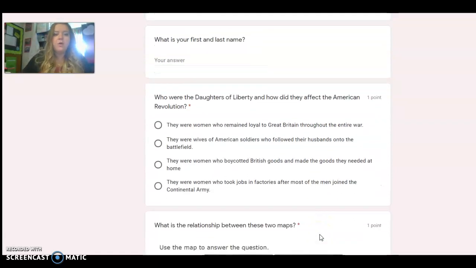So the first one. Who were the Daughters of Liberty and how did they affect the American Revolution? A. They were women who remained loyal to Great Britain throughout the entire war. B. They were wives of American soldiers who followed their husbands onto the battlefield. C. They were women who boycotted British goods and made the goods they needed at home. Or D. They were women who took jobs in factories after most of the men joined the Continental Army.